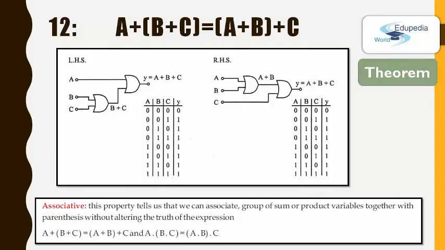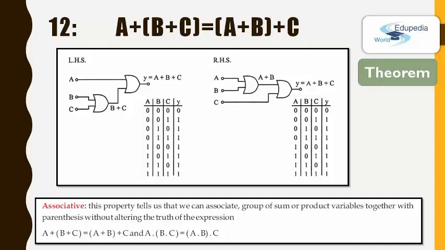So this is a matter of where we put the parentheses, how we group the variables together when using OR gates. Now take a look at the left side logic circuit. It makes the B plus C separately and inputs that into an OR gate with the input A. So this left side logic circuit represents the left hand side of the expression.